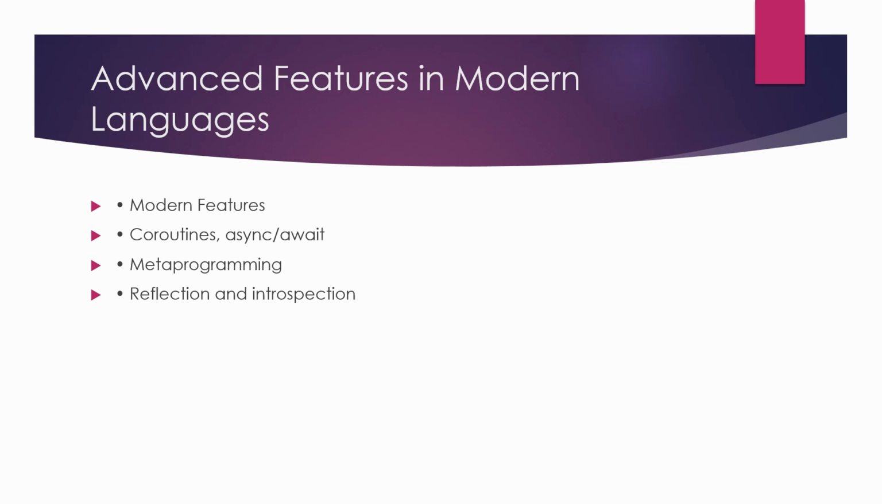Moving on to the advanced features found in modern languages, we explored coroutines and the async await pattern for asynchronous programming. We also covered metaprogramming, where code can modify itself, and reflection and introspection, which allow a program to examine its own structure.